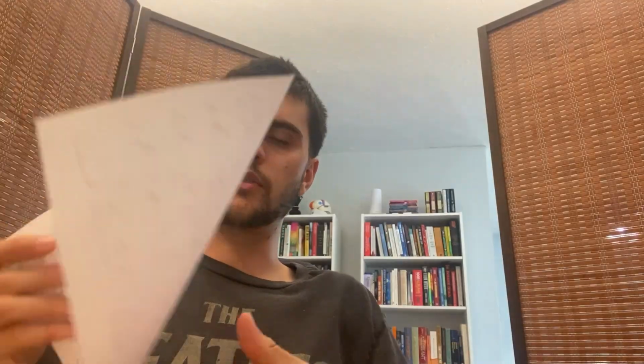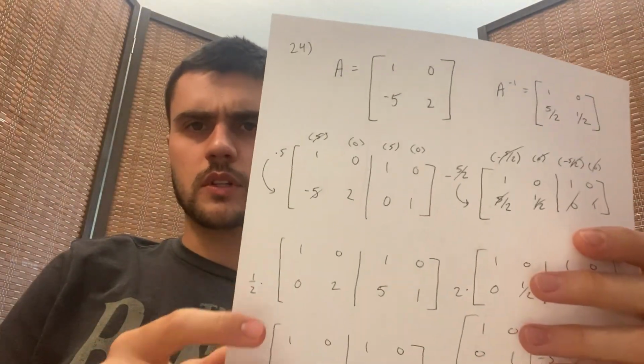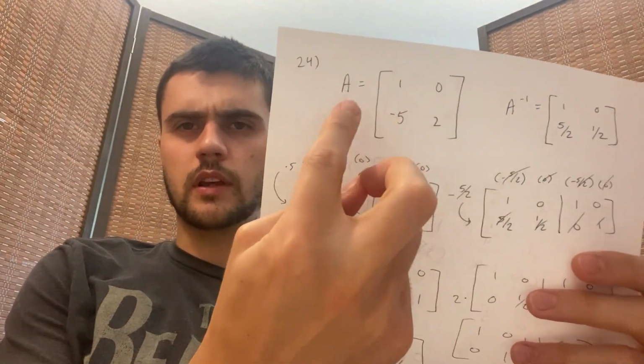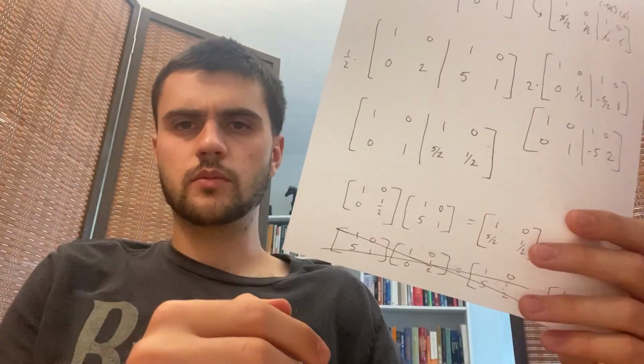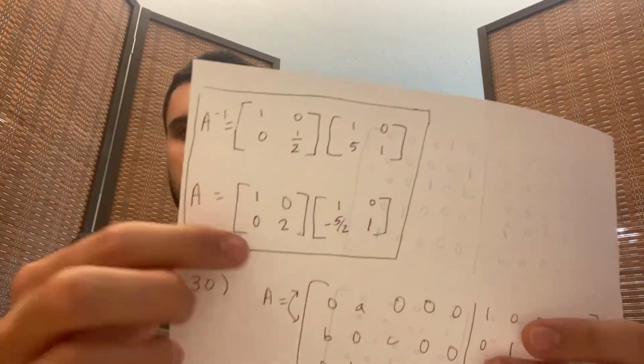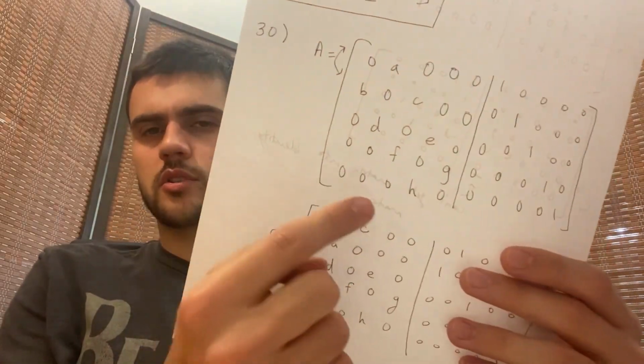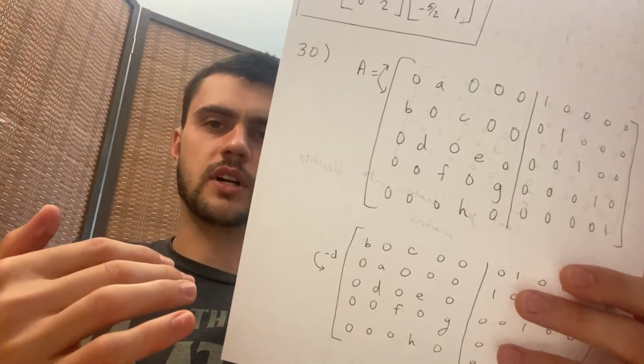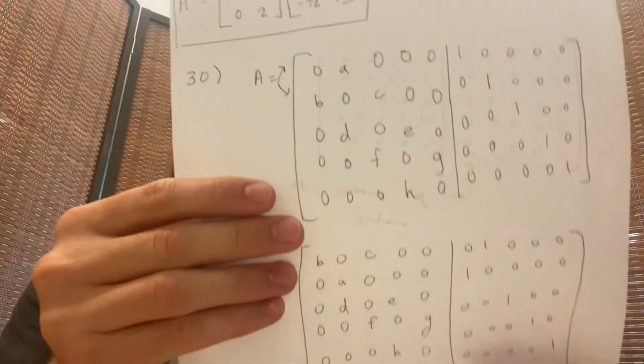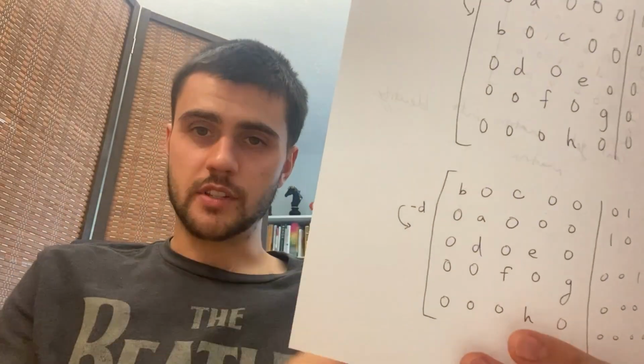All right, so I finished 24. 24 was expressing A and the inverse of A as products of elementary matrices. In 30, we're basically showing that this huge 5 by 5 matrix is not possible to invert, or it's non-invertible, so it is singular.